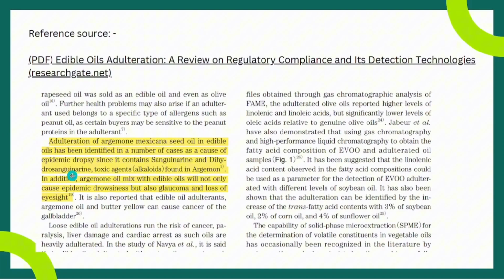Consuming oil adulterated with argemone causes epidemic dropsy, then even drowsiness, even glaucoma, and the loss of sight.